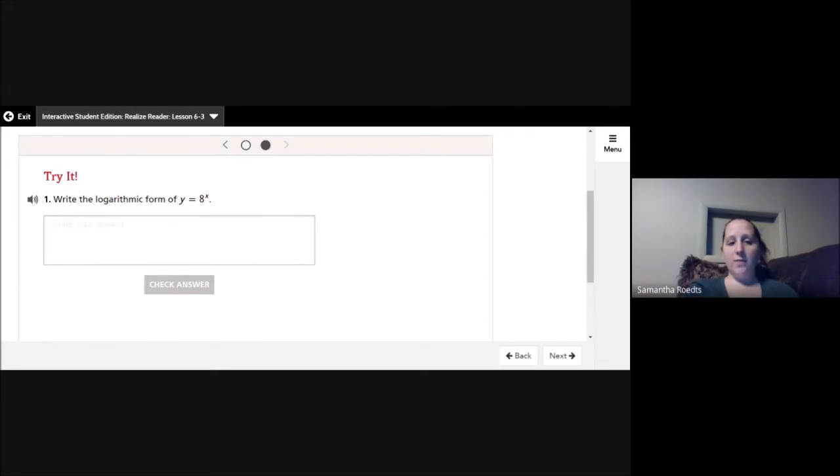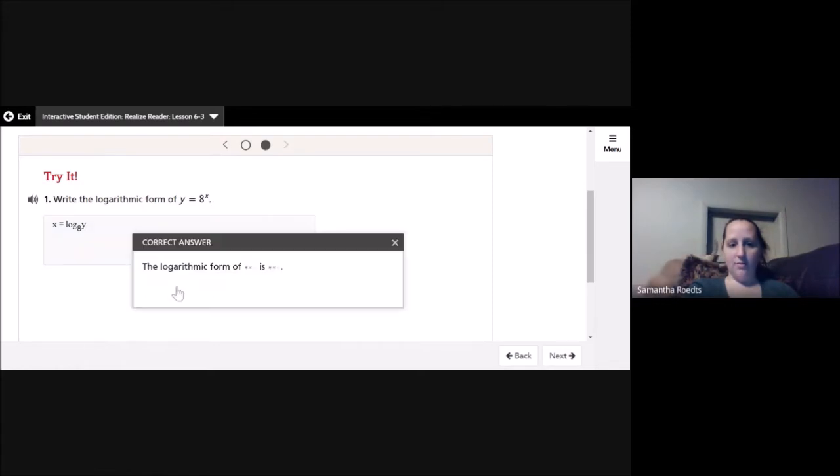Write the logarithmic form of y equals 8 to the x. So x equals log base 8 of y. So I take this, that becomes my base, x is where my exponent is, and y is the result.